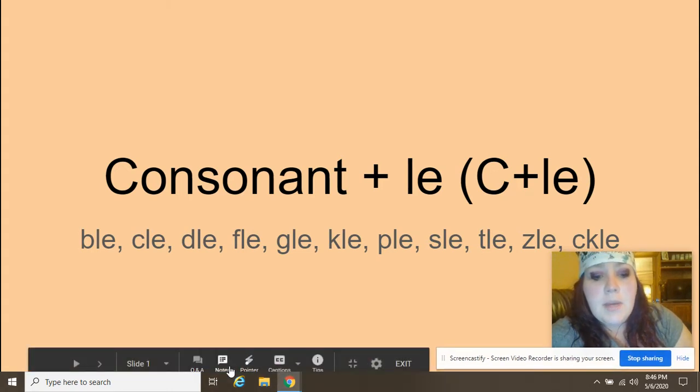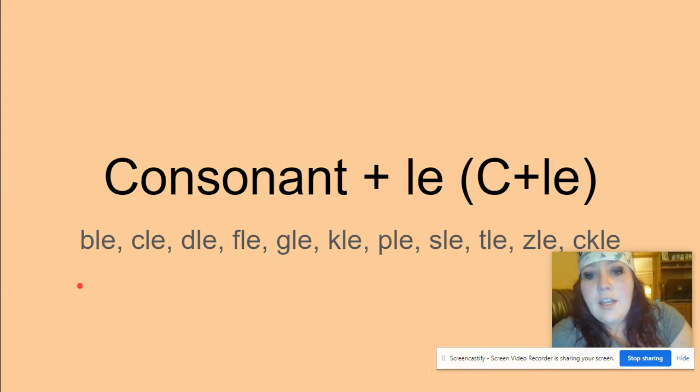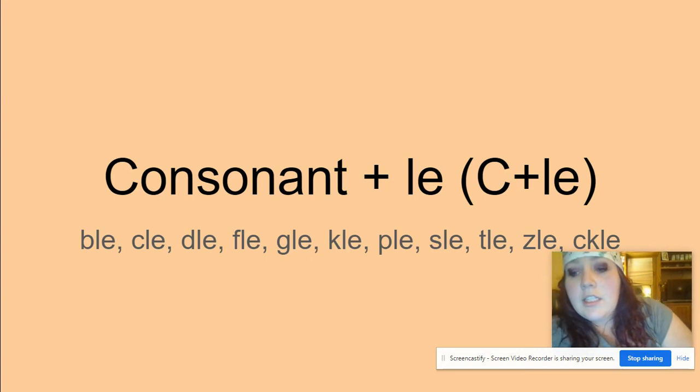So today I'm going to get my pointer ready. Here we go. We're going to be talking and learning about consonant LE. So consonants, well, we usually talk about our vowels, which is A, E, I, O, or U. And so our consonants are anything that are not vowels. So you'll see here I have consonant plus LE.